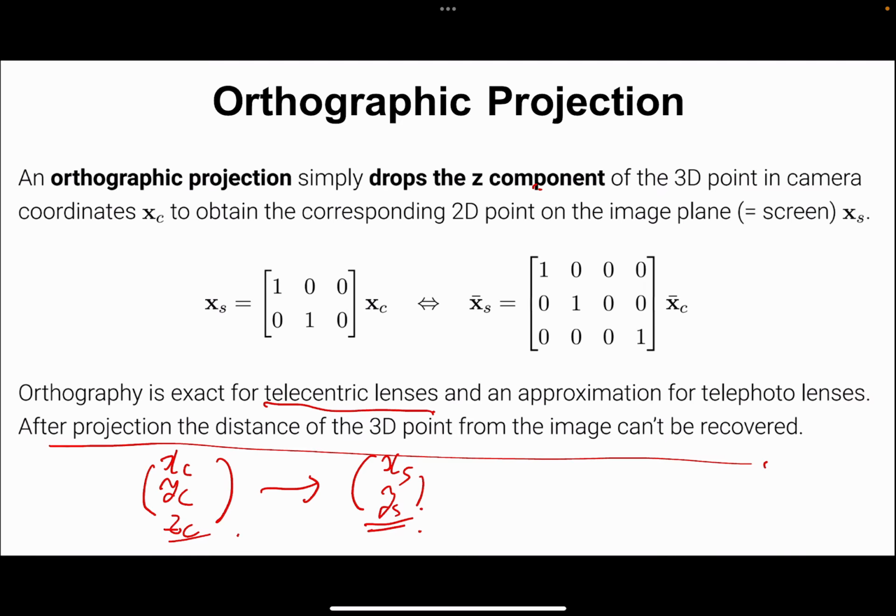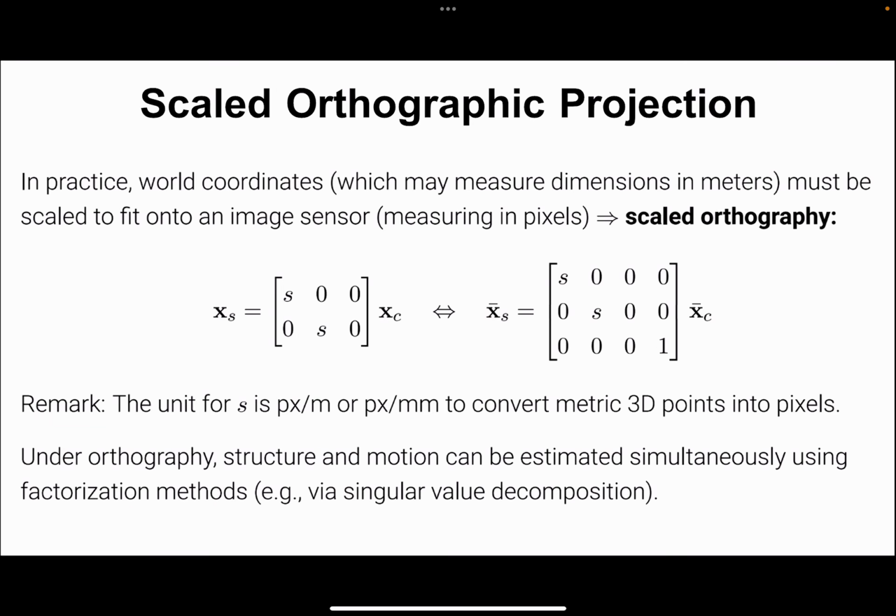So what people often use is scaled orthographic projection. In practice, world coordinates, which may measure dimensions in meters, must be scaled to fit onto an image sensor measuring in pixels. Of course there is some difference between meter and pixel, depending on the resolution of the monitor and many things. But we do not expect this to take only 0.1 pixel. 0.1 pixel means, in the image coordinate system, it is discretized to an integer. Then 0.1 pixel is 0 pixel. So we can't see this object in the image if we use orthographic projection. That does not make sense.